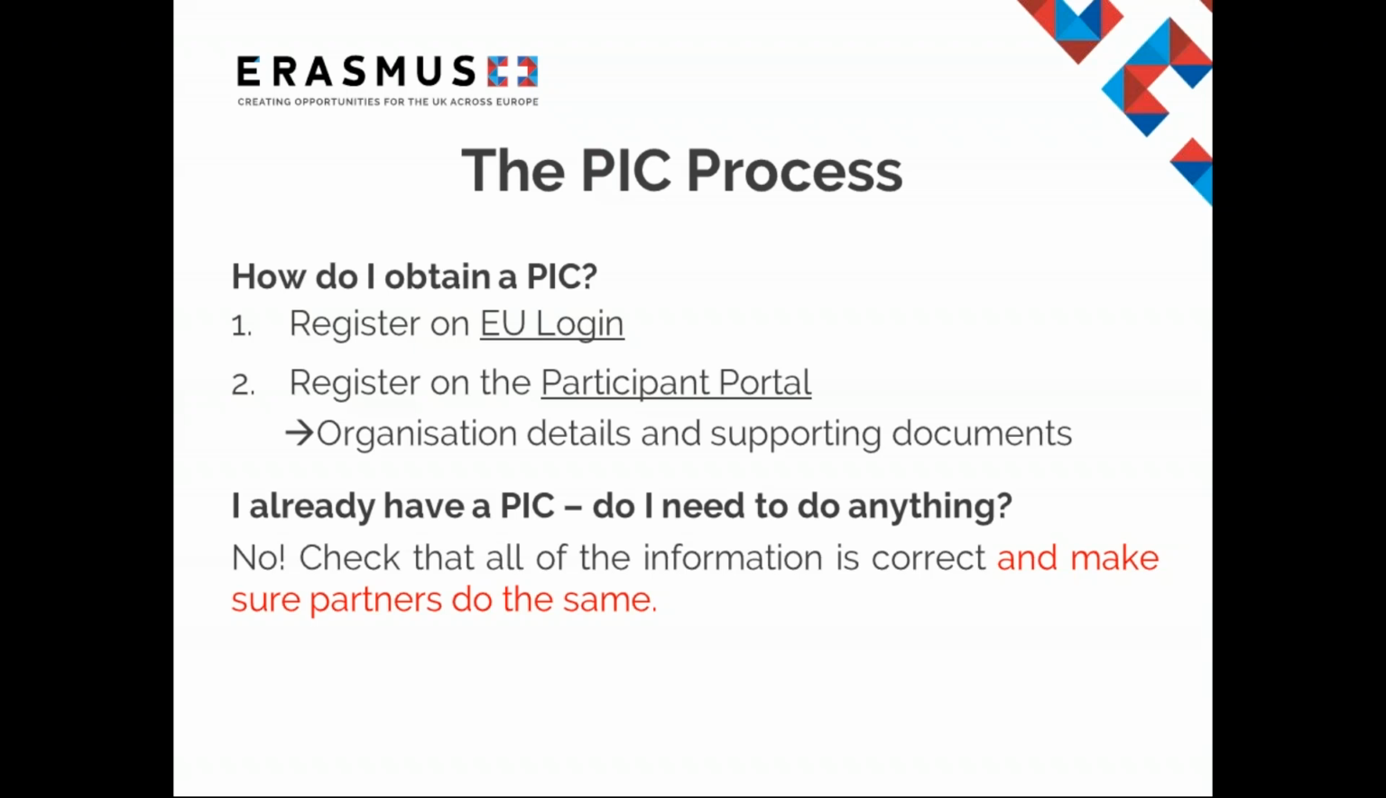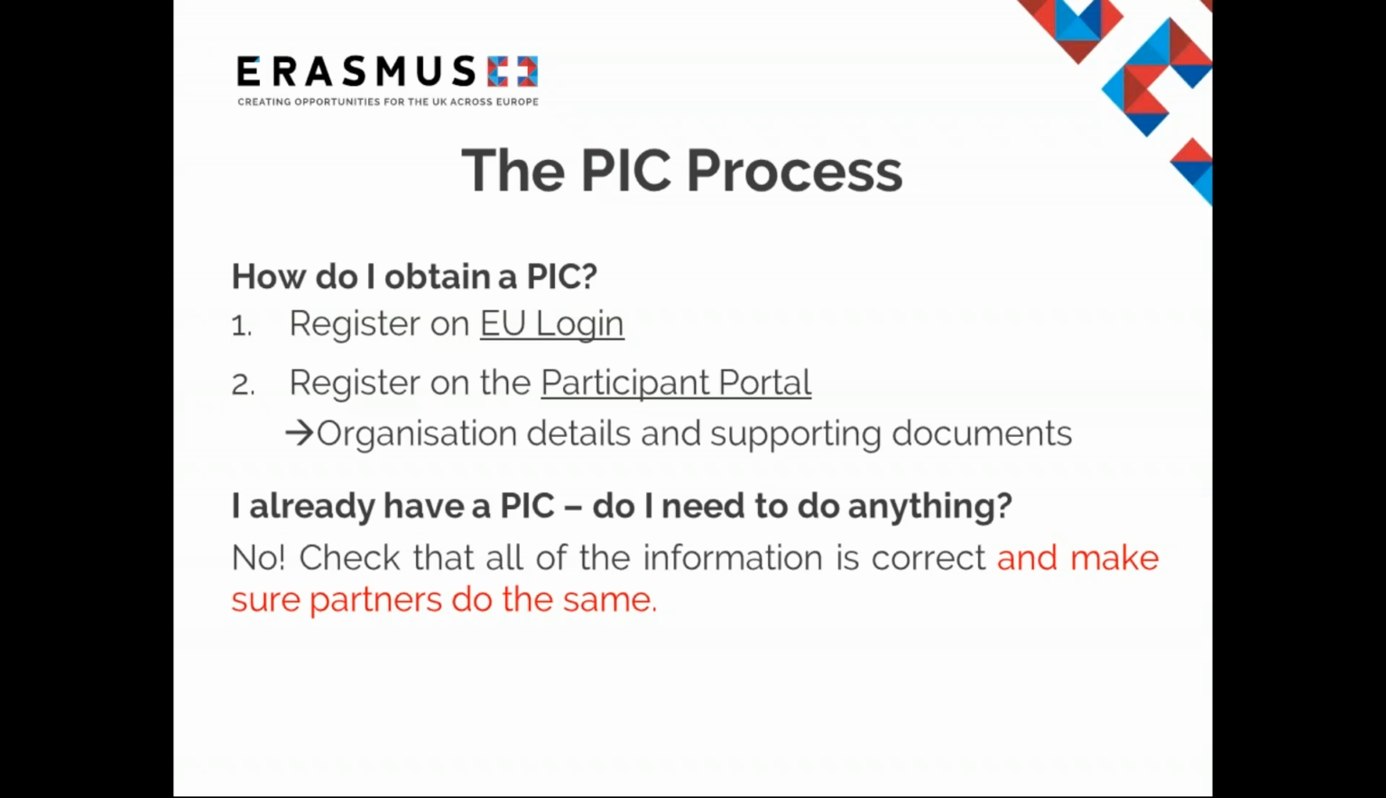You will then need to obtain a PIC through the participant portal, and again, the link to the portal is on our website. After starting the registration process, you will be prompted to provide information about your organization, as well as upload documents related to your organization. These documents are needed to prove the legal status and financial capacity of your organization, and it is essential that the information on these documents matches the information you have input on the portal.